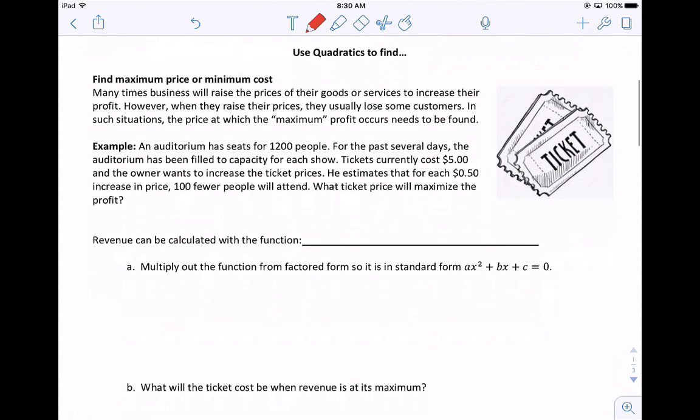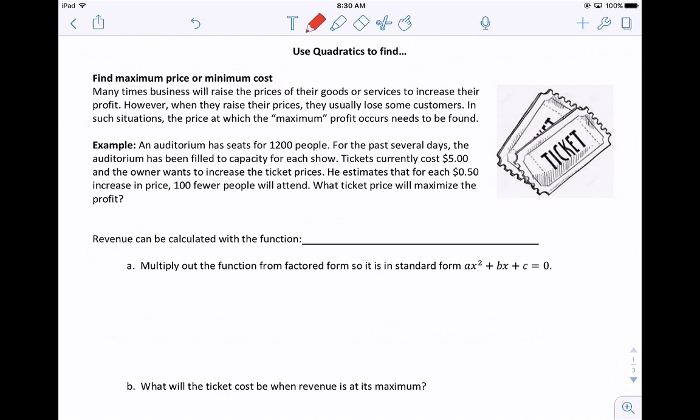So we can use quadratics to find the max price or the minimum cost of something. Many businesses will raise the prices of their goods or services to increase their profit. However, when they raise their prices, they usually lose customers. In such situations, the price at which the maximum profit occurs needs to be found.